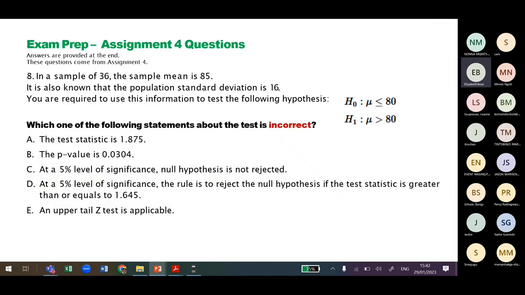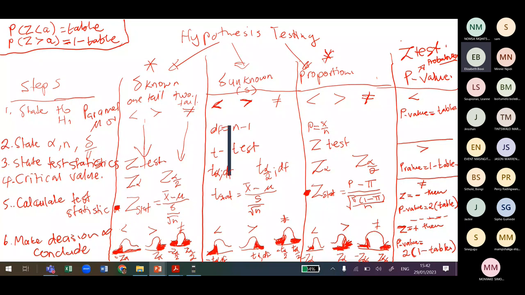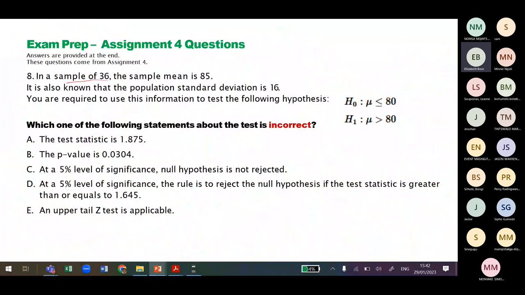Of that. So they gave you the hypothesis. The null hypothesis states that the mean is less than or equal to 80, and the alternative states that the mean is greater than 80. Based on the information that we just learned, you should be able to identify certain things and tell yourself what is given in this question. For example, they're telling us the sample. It's step number two, stating what you are given.